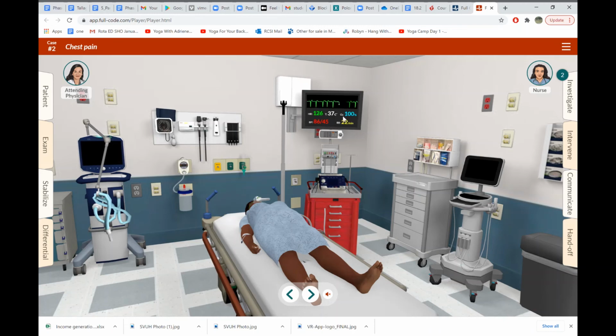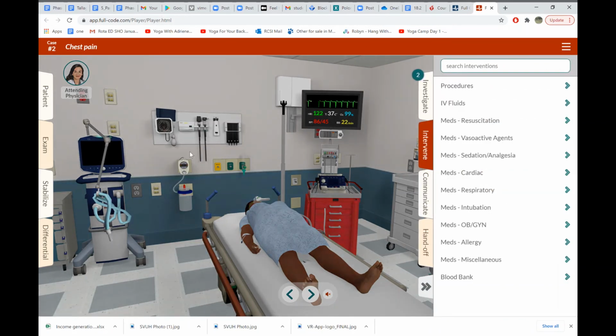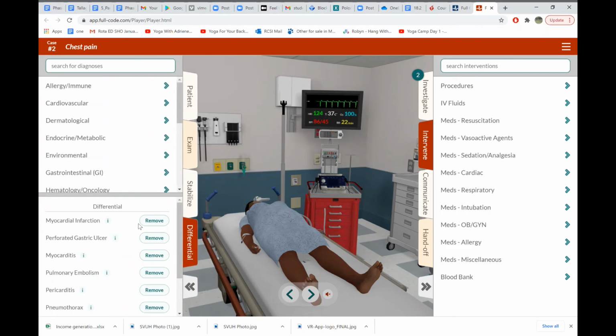Now you will get a point at the end to say you shouldn't have shocked the patient. But I think if I do everything right from now on, I'll still get a pretty good score. So let's see if that's the case. We'll forget about the exam. We'll do our differential. So we'll say this is an MI, and we can remove all the rest of them. That was a nice little differential.